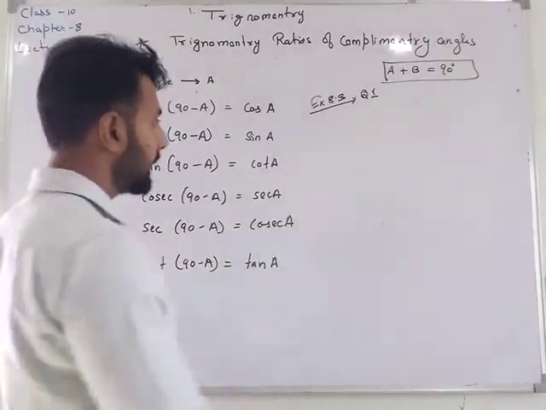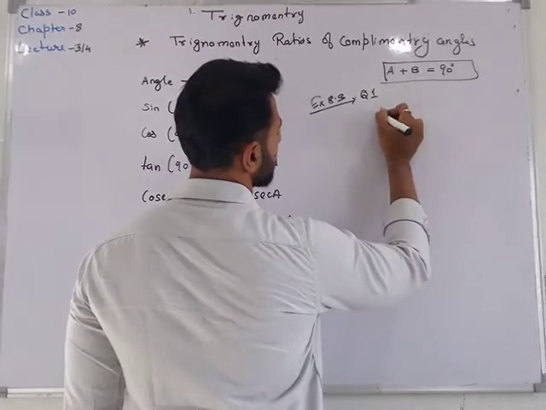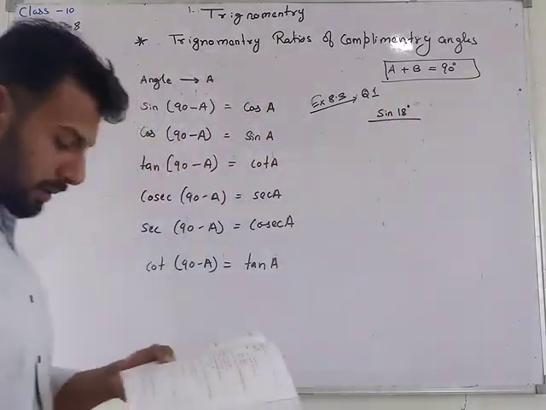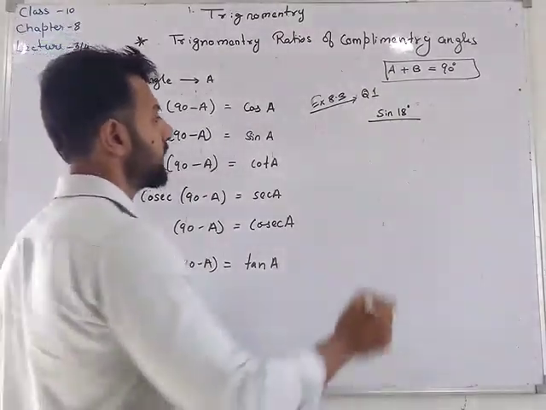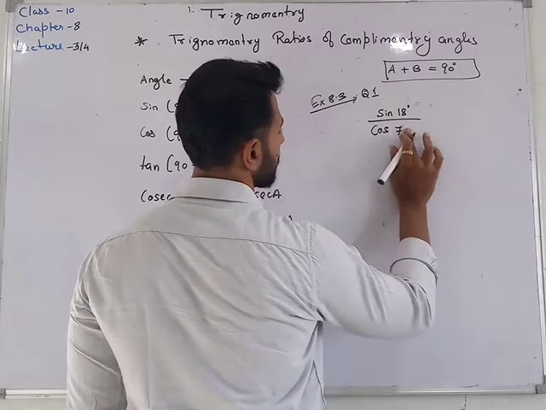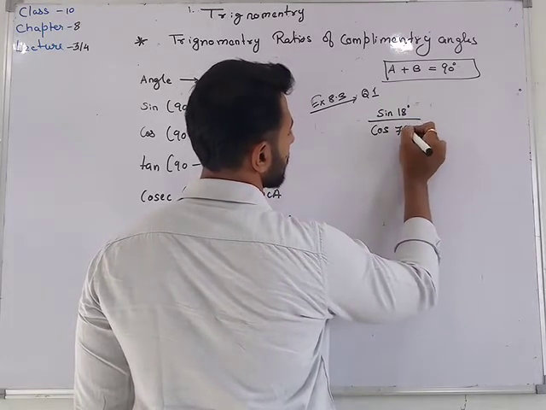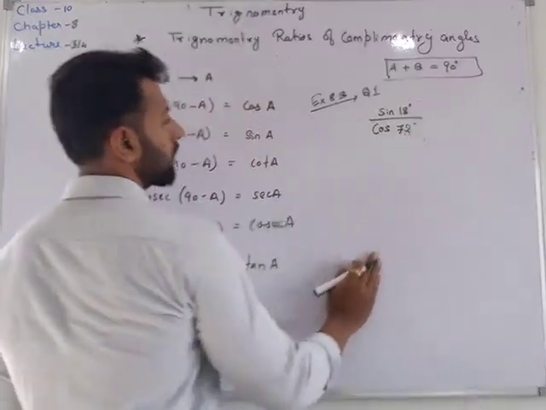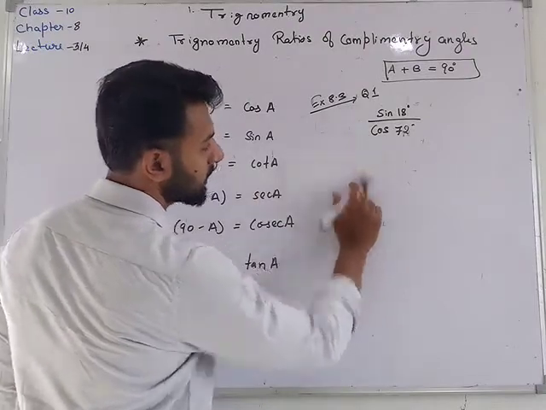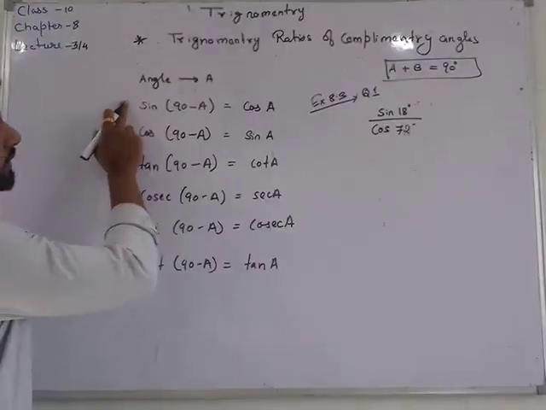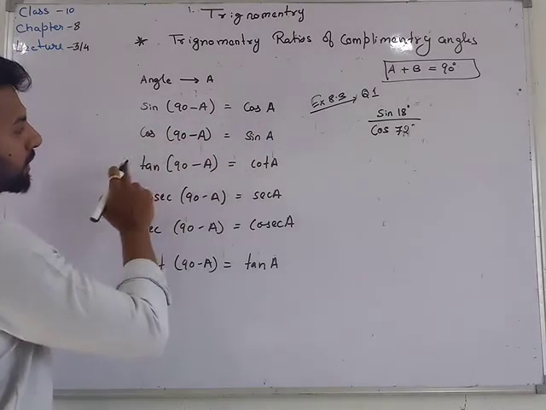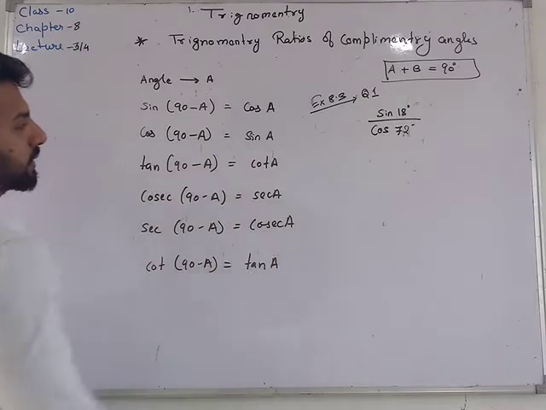Evaluate sin 18 degree upon cos 72. Now we can see the question is given in sin and cos. We have to use these two identities: either sin 90 minus A is equal to cos A, or cos 90 minus A is equal to sin A.